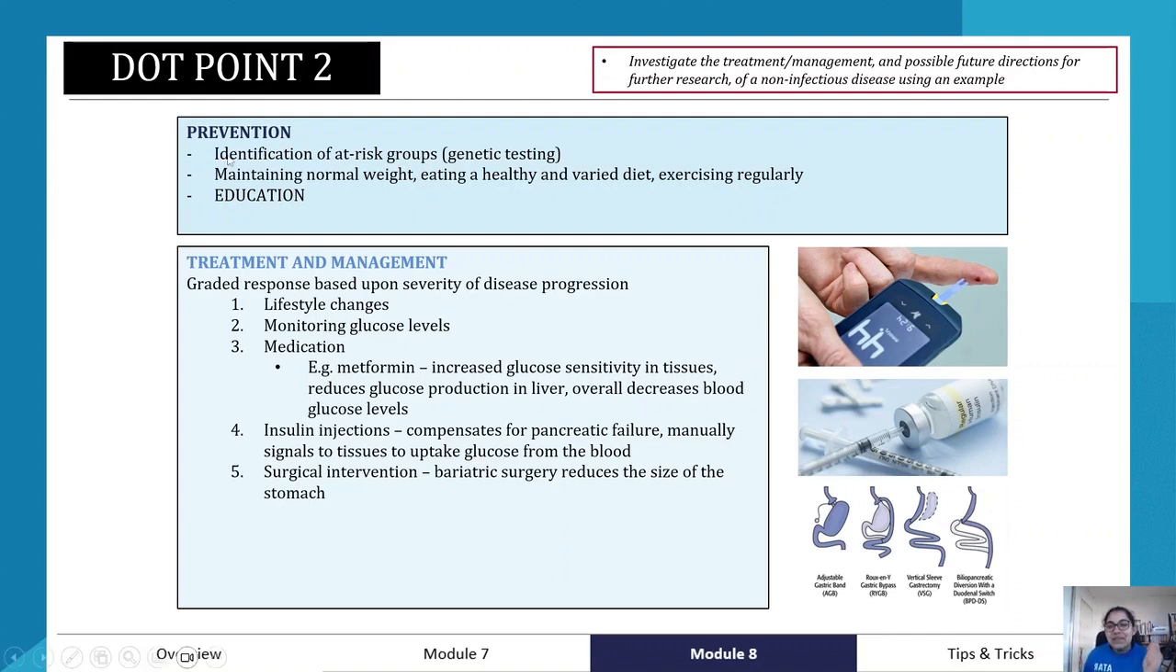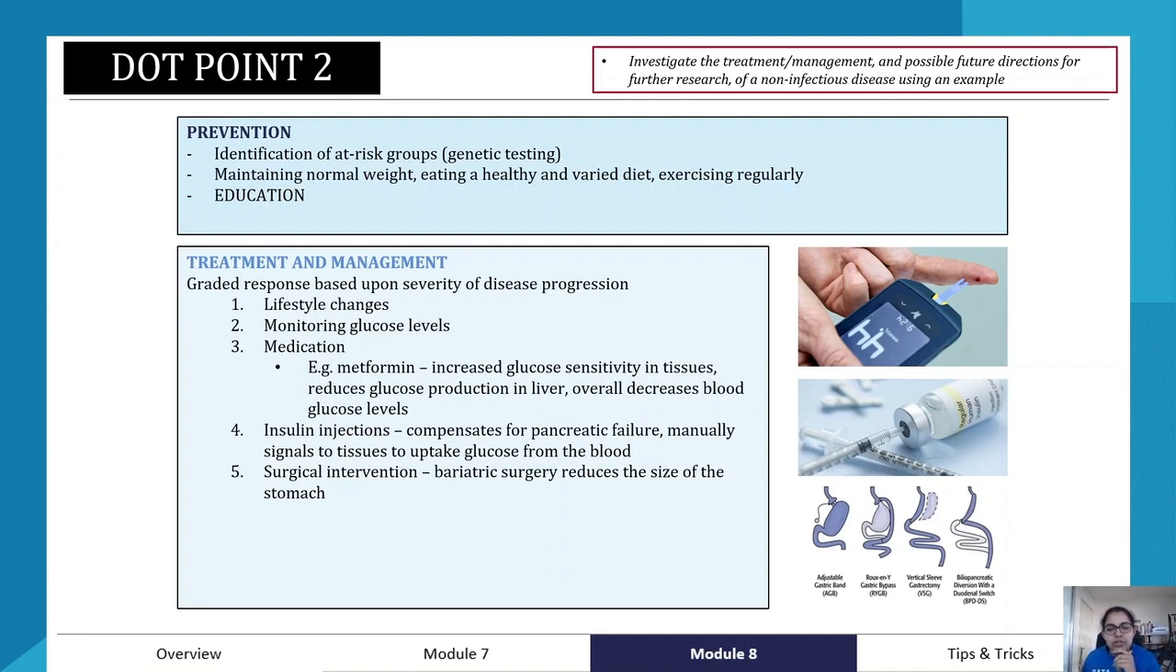Okay, so prevention. Now we want to investigate the treatment and management and possible future directions for further research. Prevention refers to the identification of at-risk groups. Things like genetic testing are one way to go about it, and maintaining normal weight, eating healthy, having a varied diet, and exercising regularly are also things that can be done as prevention for type 2 diabetes, and of course education, in terms of what is actually happening in the body when you're constantly eating high carb meals that are high in glucose.